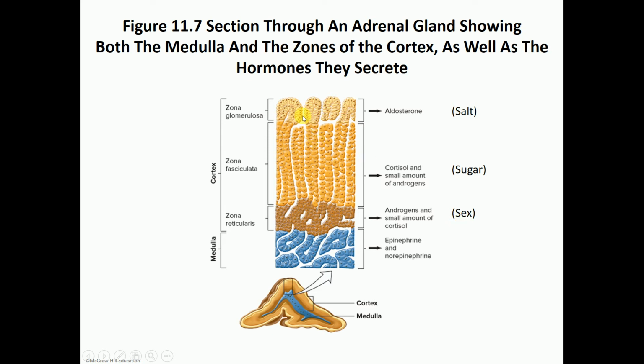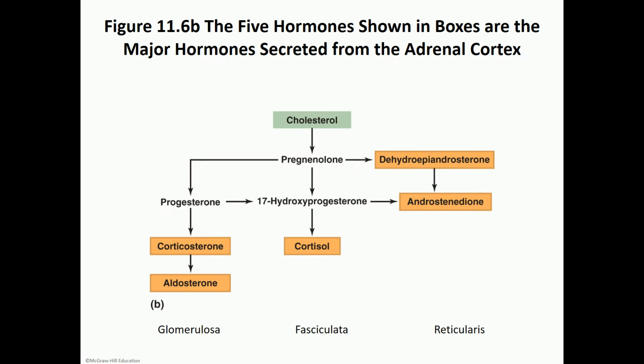So your zona glomerulosa makes aldosterone, zona fasciculata makes cortisol, and zona reticularis makes androgens, which means the adrenal cortex is going to make androgens whether that person is a male or female. And again, your medulla is going to make epinephrine and norepinephrine. So depending on which level the cholesterol molecule goes to, each of these zones has a different set of enzymes in order to produce a different hormone. So we'll take a look at a representation of how that happens.